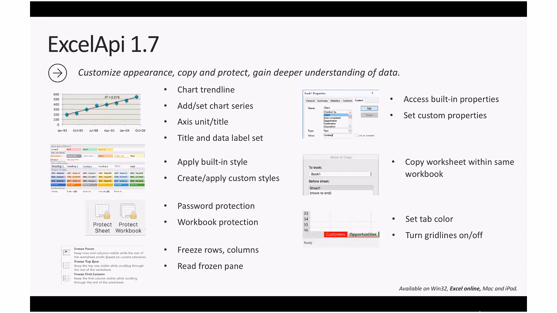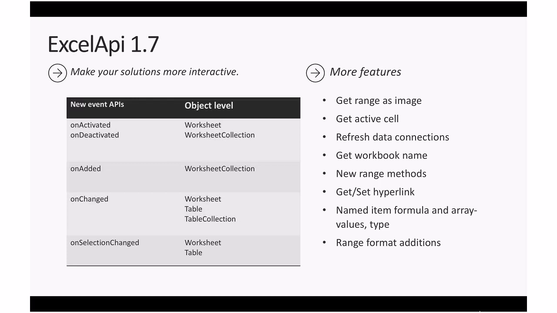And we also did a ton of work on the eventing. We had existing events, but those were fairly limited in nature. Now we are modernizing the event API, and this shows some of the high-level features. Now on a worksheet or on a worksheet collection, you can get notification on activation and deactivation. Anytime a worksheet is added, you can get notified. Anytime a worksheet or table gets changed, the data is changed, you can get notified of that, and also the selection changed events. We're working on a lot more APIs for the eventing, so we'll reserve that for a future call.